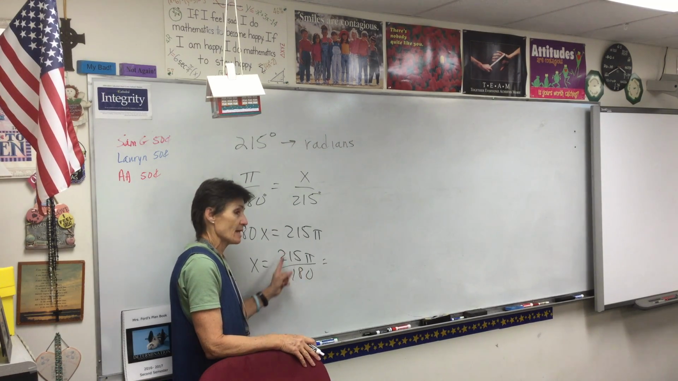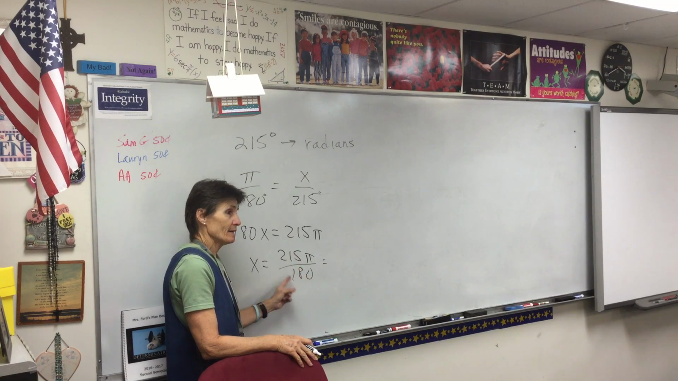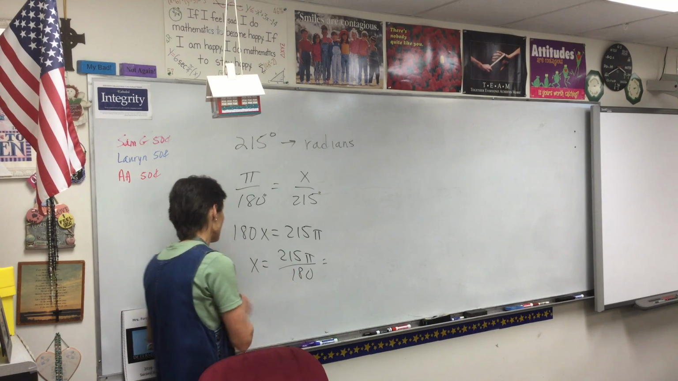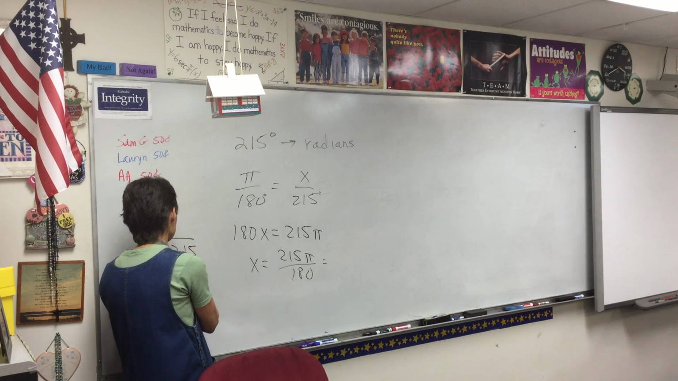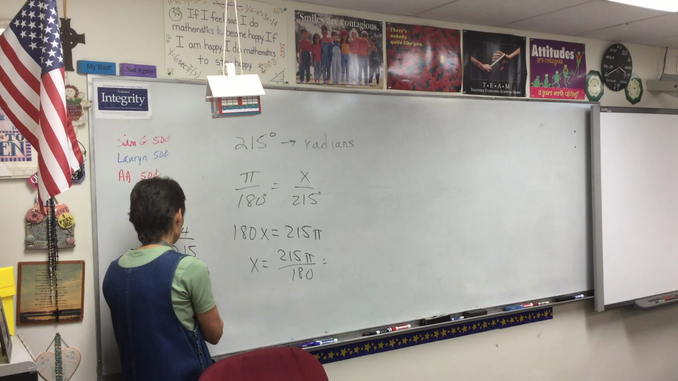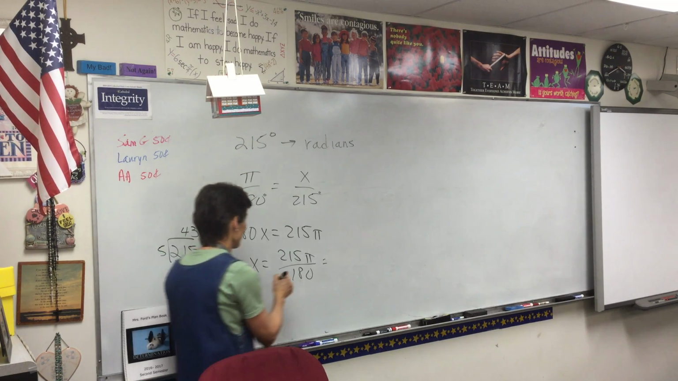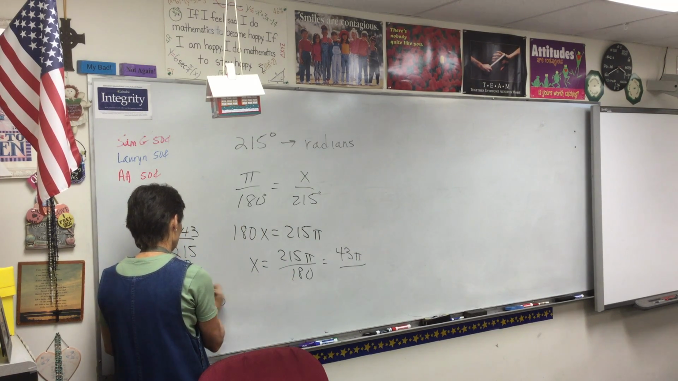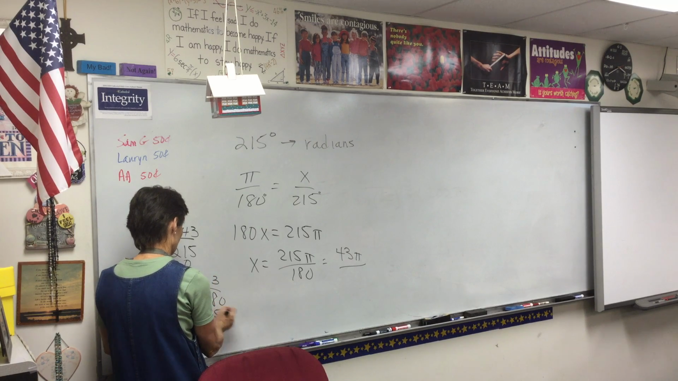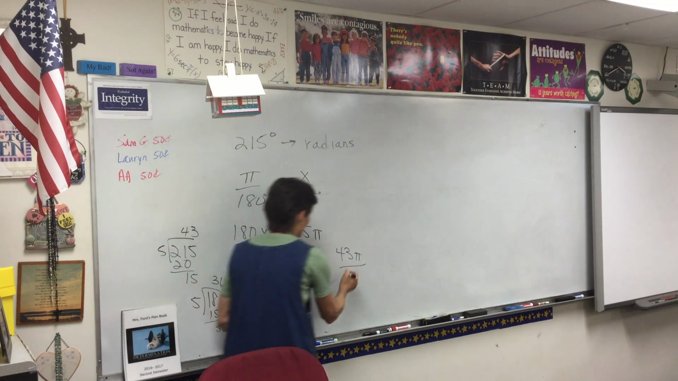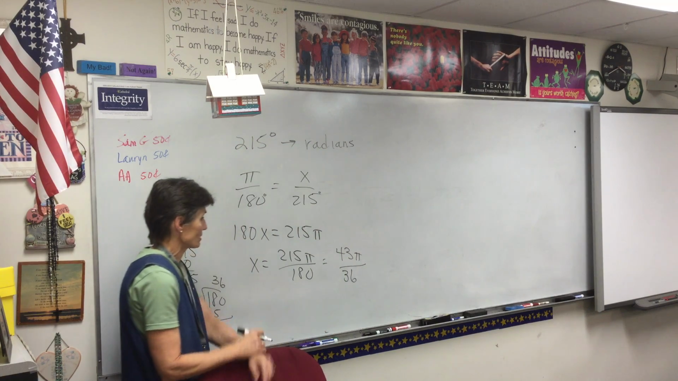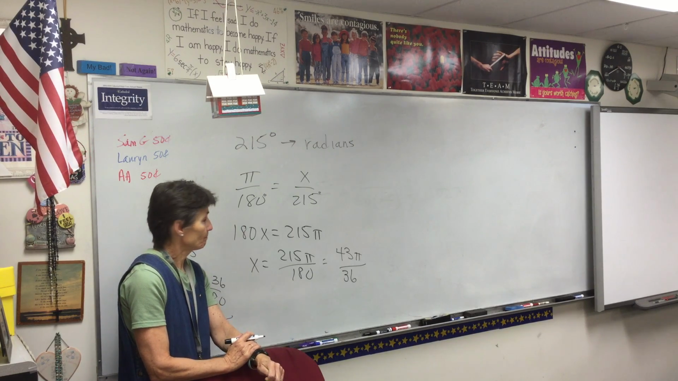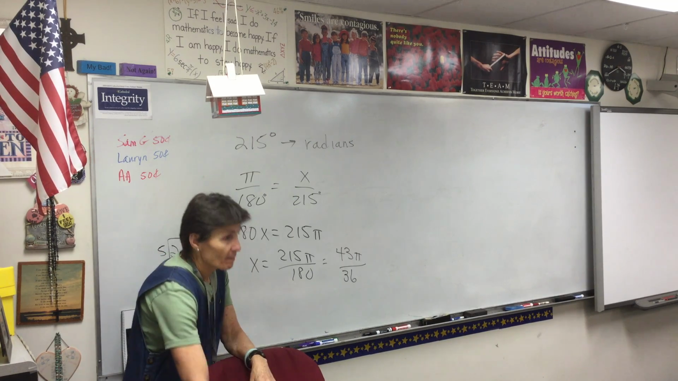So I need to reduce that. What might I divide by to start reducing that? 5, that's a good choice. So over to the side, I'm going to do the division. I got 43, and then 180, 36. Am I done, or do you think that reduces further? I'm done. 43 is a prime number, right? So we're done. That's it. All right, everybody remember how to do that?